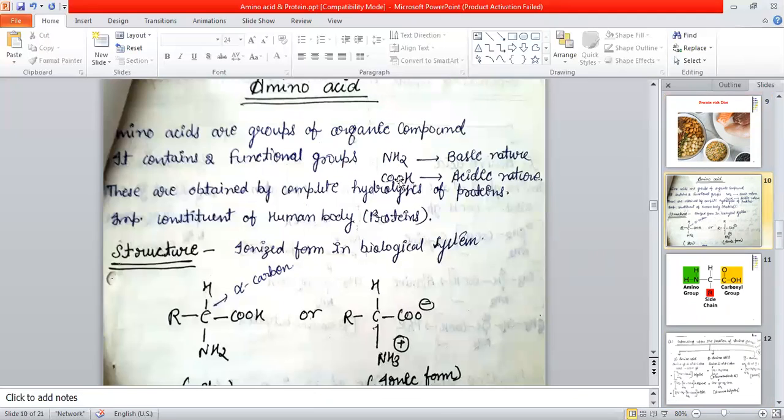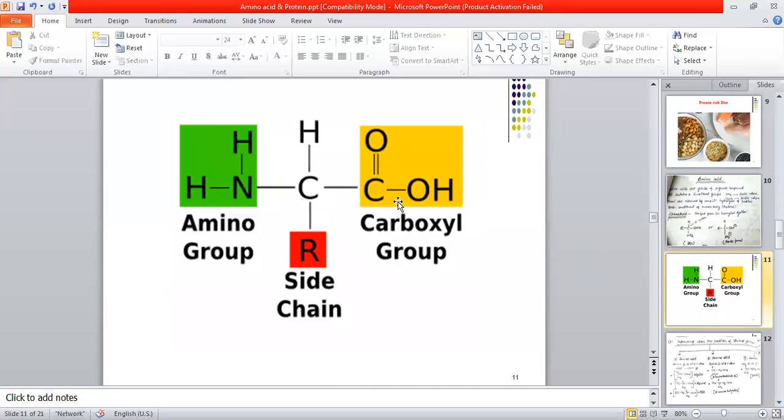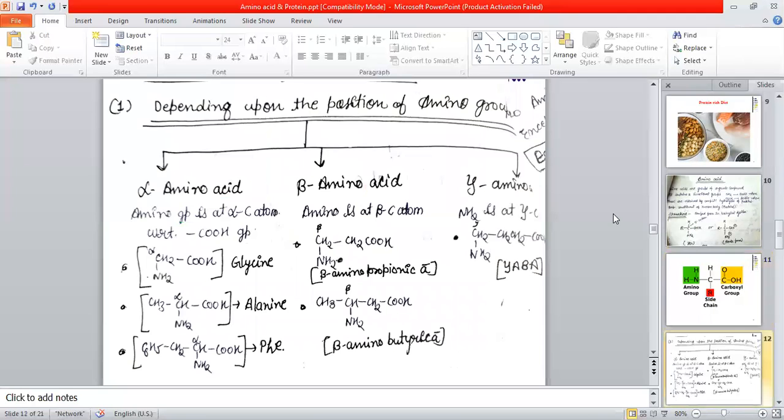Amino acid has two groups: amino group and carboxylic acid group. Amino group is basic in nature, carboxylic acid is acidic in nature. In this slide you can see this one is the amino group, this one is the carboxylic acid group.